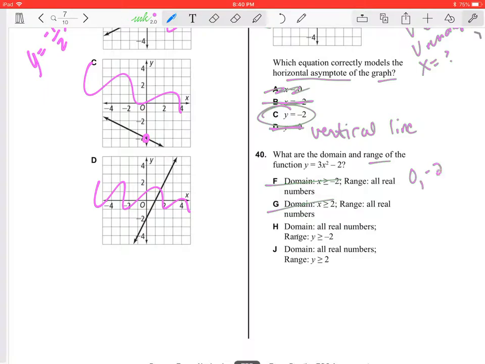Now our vertex is at the coordinate point 0, negative 2. And this is a happy parabola, so that means it has a minimum value, so it's going to be every value of y greater than or equal to negative 2. So our answer choice is going to be H.